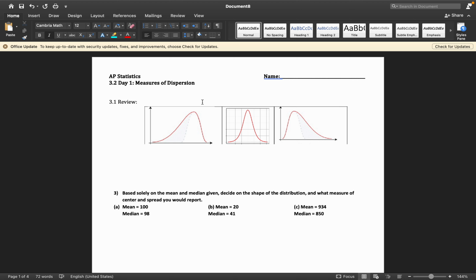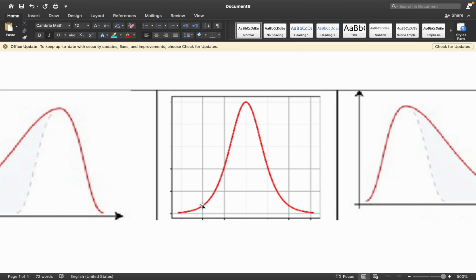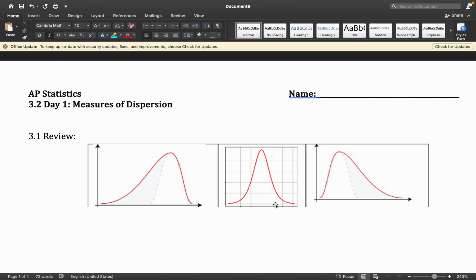Hello, welcome to our AP Stats 3.2 notes talking about measures of dispersion. So we're measuring how far the data are spread out. This middle picture here looks like a very compact data set. So we're trying to figure out how far these tails spread out, how wide is our data set. And there are a couple different things we can do.